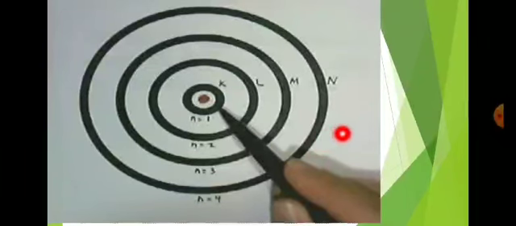We know the basic diagram of the nucleus having protons and neutrons at the center, and the K, L, M shells. These are the orbits: n equal to 1, n equal to 2, n equal to 3 and n equal to 4. n equal to 4 is the outermost orbit, and its shell name is N.